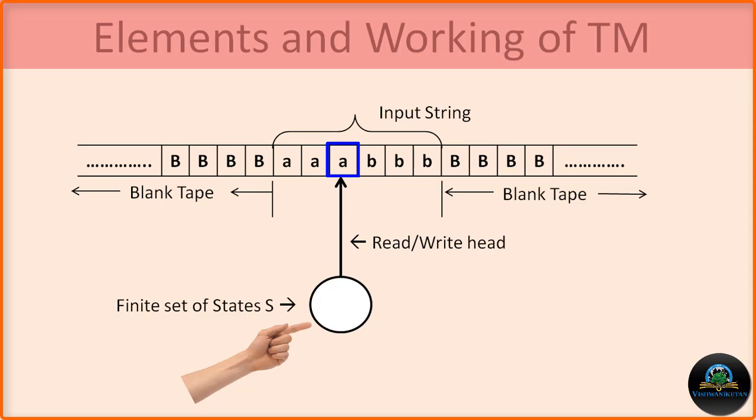The next important element of the Turing machine is the finite set of states, which is denoted as capital S. Here this S will hold all the states which are there in the capital Q. Any state from Q will read the data from the cell where the head is pointing, and depending upon the symbol which is read, some action will be performed by the state, and then it will move to some other state and the data will be written on the same cell where the head is pointing.